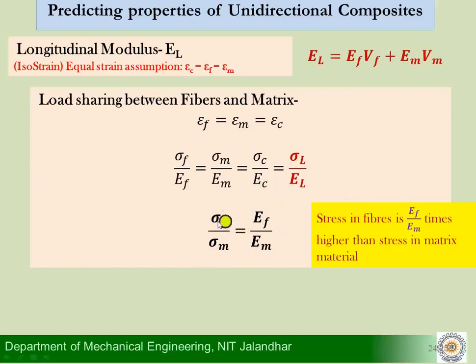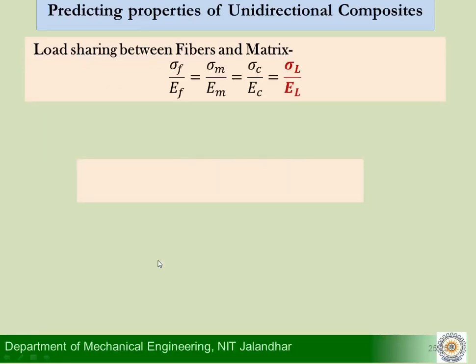So we simply can say that the stress in the fibers is sigma F by sigma M times higher than sigma M. So fibers in a composite material are stressed much higher than the matrix material in the composite material. And how much higher? EF upon EM times higher than the matrix material. Okay. So that was regarding the stress.